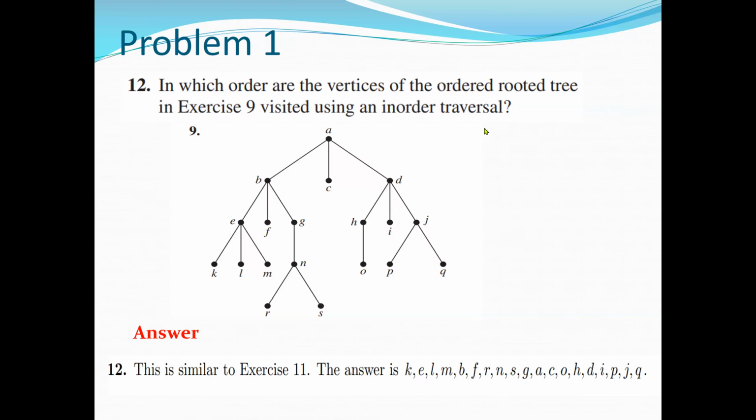So again, in order means go through the left first, then the root, and then the right. So we start with K, E, L, M. Then we go through B, F, R, N, S, G, A, and C. Then O, H, D, I. Then the leftmost will be P, then J, then Q.